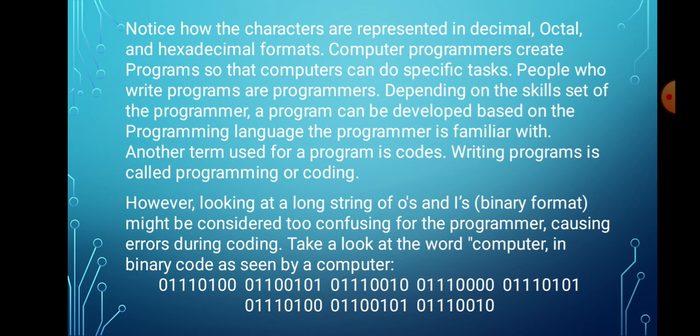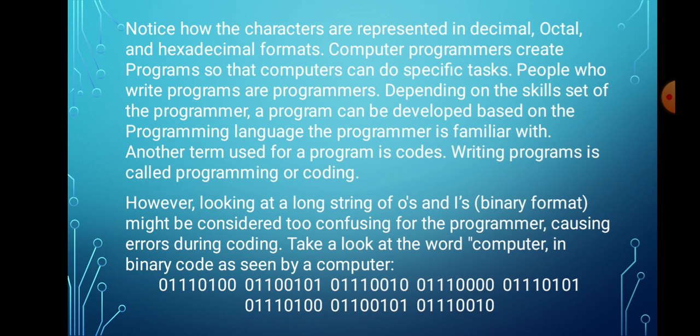Computer programmers create programs so that computers can do specific tasks. People who write programs are called programmers, depending on the skill set of the programmer. A program can be developed based on the programming language the programmer is familiar with. Another term used for a program is code. Writing programs is called programming or coding.